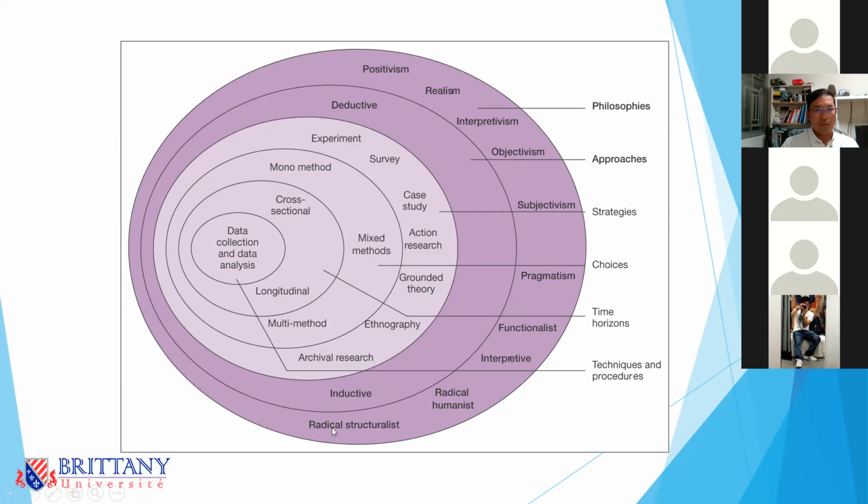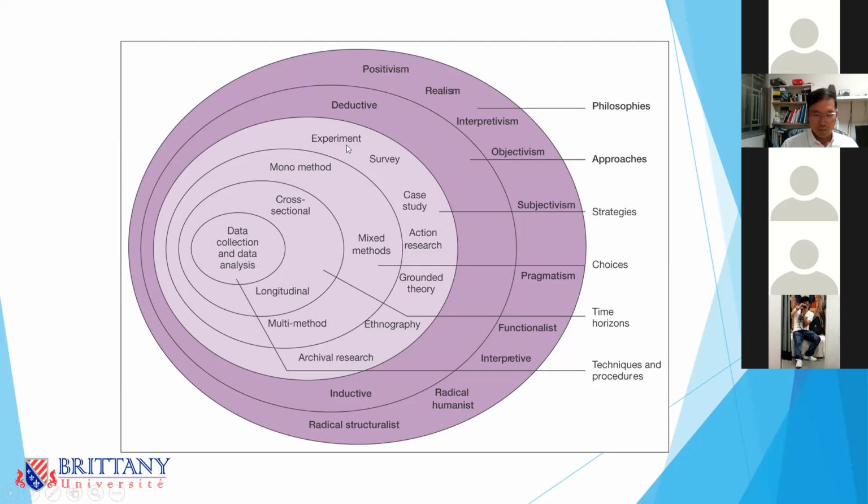Deductive approach or inductive approach. You can also call it qualitative analysis or quantitative. So quantitative is basically deductive and qualitative is your inductive. The third layer, you see the strategy, how. So usually the student do survey, but you also can do experiment.